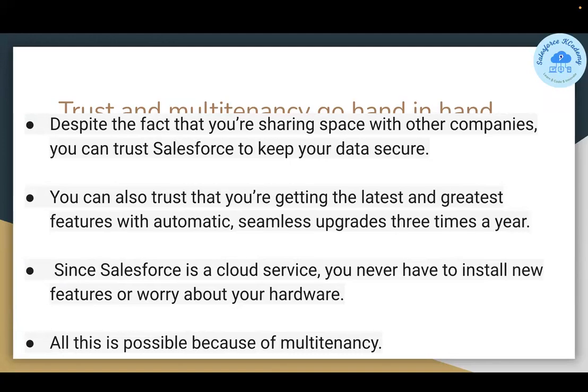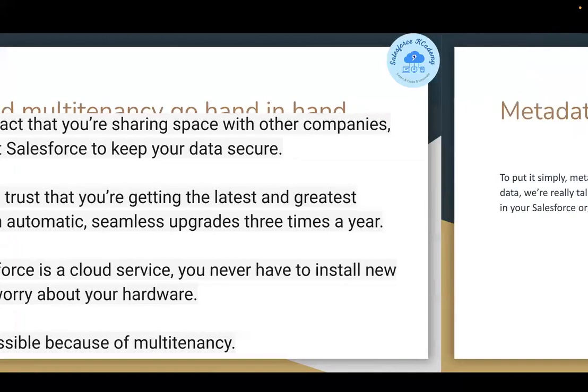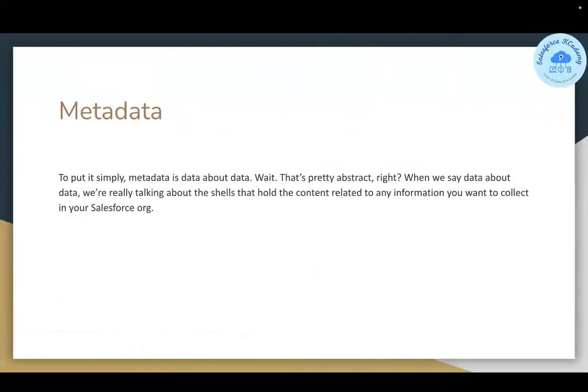That means if a building is painted, or the building gets a new water supply, street lights, or a new security guard, then everyone will get the same features, the same water supply, the same power supply, the same security guard, because it is a multi-tenant architecture. Now that is done. So trust and multi-tenancy is done.